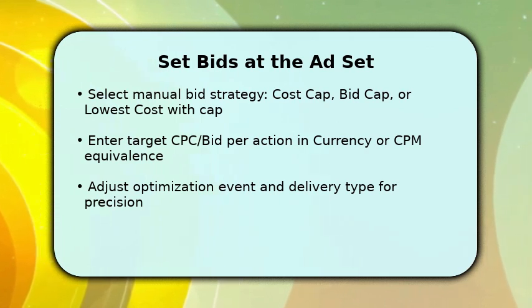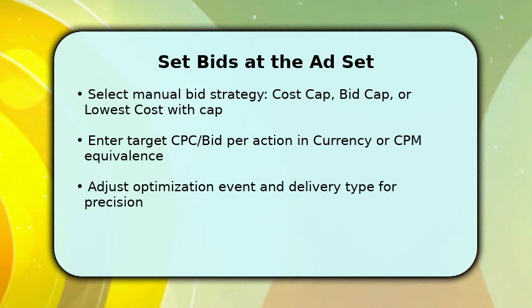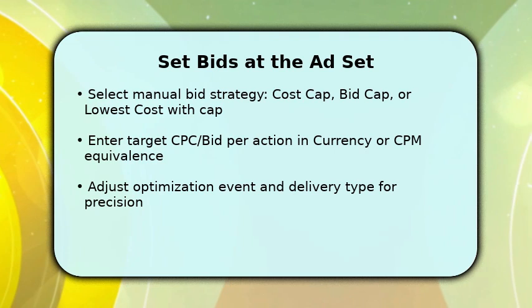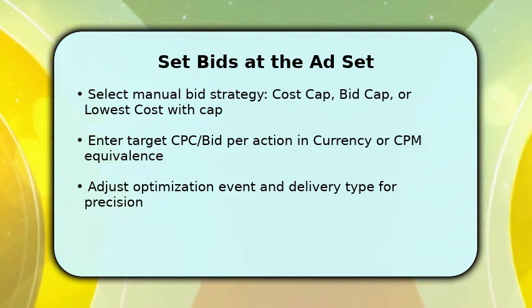Then enter your numeric bid, use CPC or an equivalent CPM-derived figure, because Facebook interprets it against auction dynamics. Make sure the optimization event matches your goal, such as purchase or link click, and pick standard delivery for steady pacing. After saving, create the ad and launch to start learning.